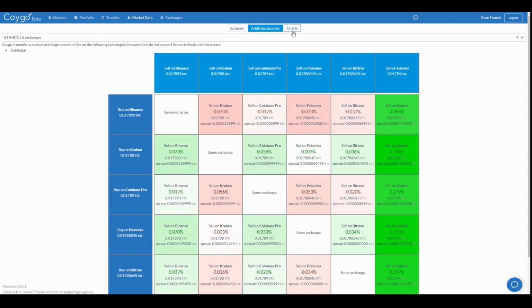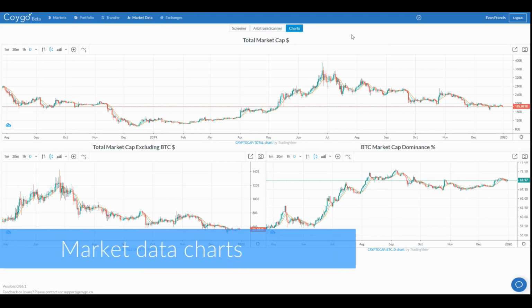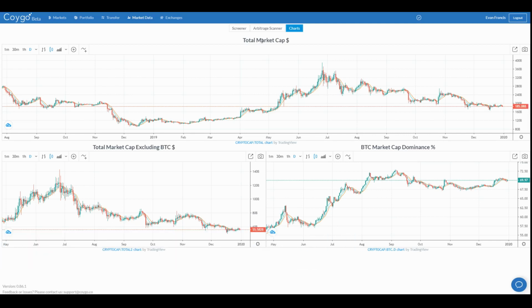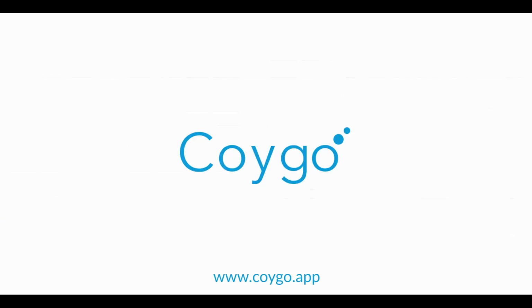And then the last tab we have right now is charts. So these are, again, more high-level charts to provide a good summary of the entire market. So on top, we have the total market cap in US dollars. Below that, we have the total market cap excluding Bitcoin in US dollars. And then the total Bitcoin market cap dominance percentage, with a simple and weighted moving average overlaid on top of that to help provide indications of any trends.